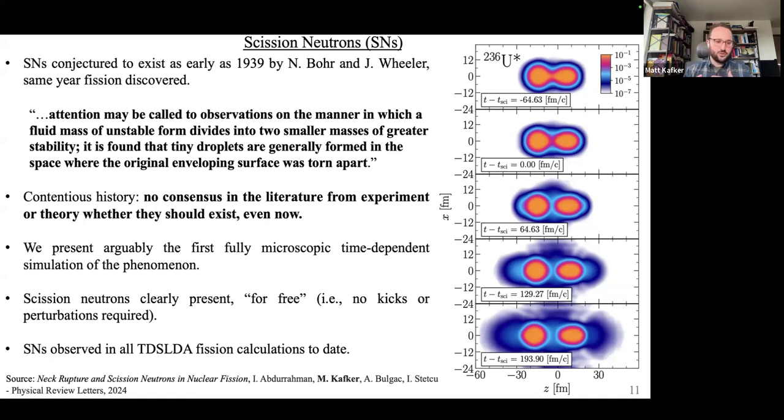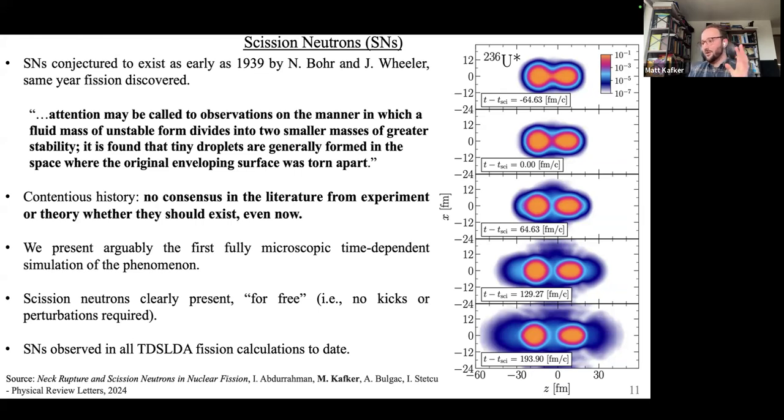So scission neutrons were conjectured to exist as early as 1939 by Bohr and Wheeler. They're talking about a fluid mass of unstable form, which divides into two smaller masses of greater stability with little tiny droplets left over. So this was their quote. To be clear, this was a conjecture. They offered a number of possibilities, but this was one of them. And it's interesting that this is the same year that they discovered fission was taking place.